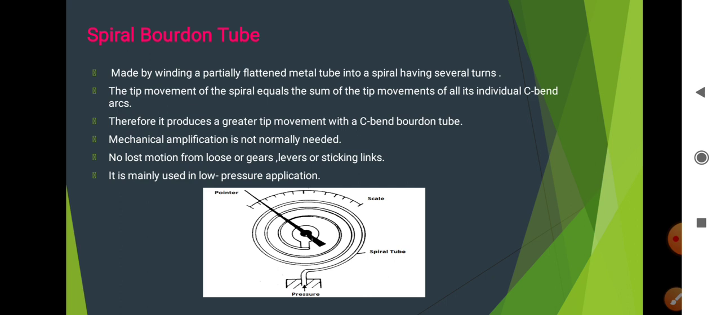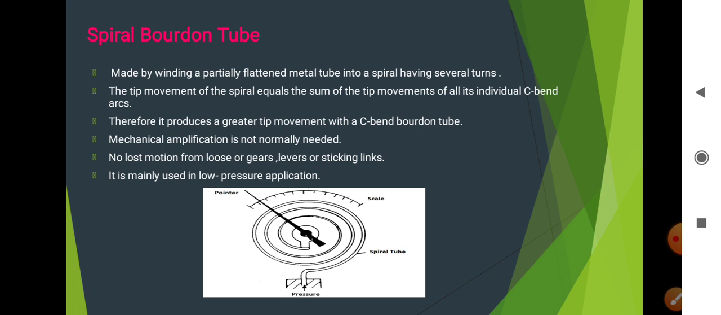Why is this tip movement more? Because the tip movement of the spiral equals the sum of all the tip movements of the individual C-bend arcs. Therefore, it produces greater tip movement than the C-type Bourdon tube. The principle is the same as the C-type Bourdon tube, but here the tip movement is more. As pressure increases, all the spiral turns will uncoil. So mechanical amplification is not needed, and because of this there is no lost motion from loose gears, levers, and sticking links.